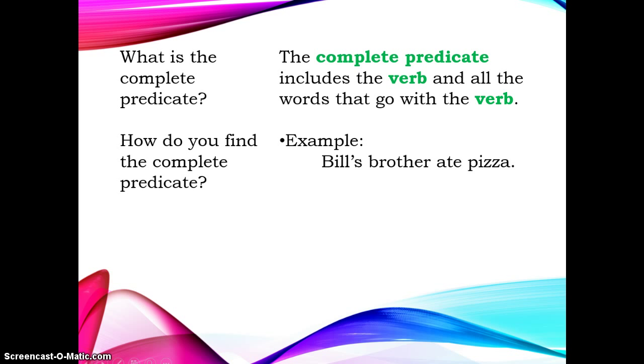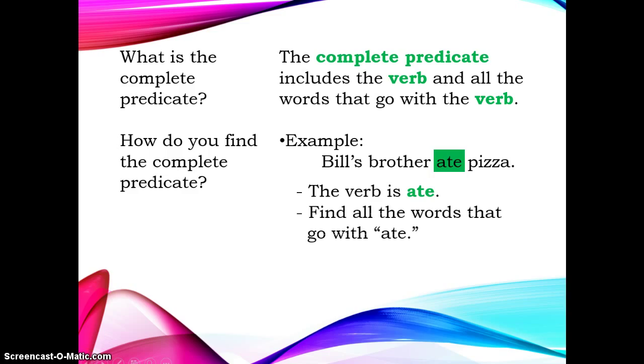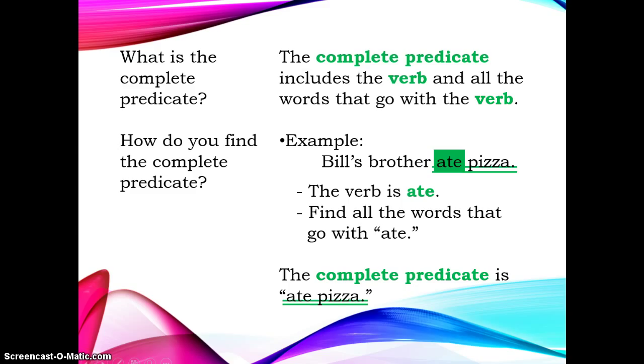Bill's brother ate pizza. We said the verb here is ate. We indicated that it was the simple predicate by putting a green box around it. Next, we're going to find all the words that go with the word ate. In this case, ate pizza work together. Therefore, the complete predicate is ate pizza. We indicate the complete predicate with a double underline to separate it from the subject.